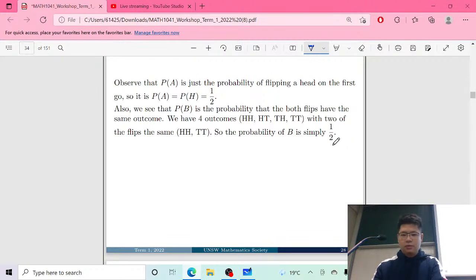So this is great. We figured out 2 components already here. We've already figured out what P(A) is and what P(B) is. So now we have to find what P(A and B) is.